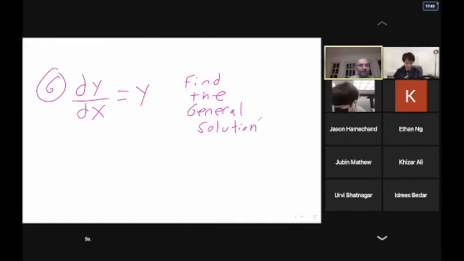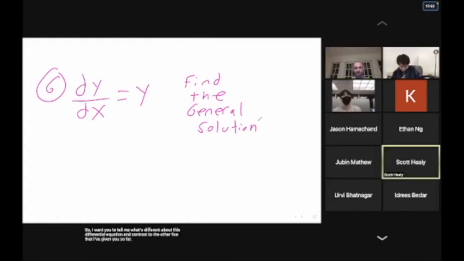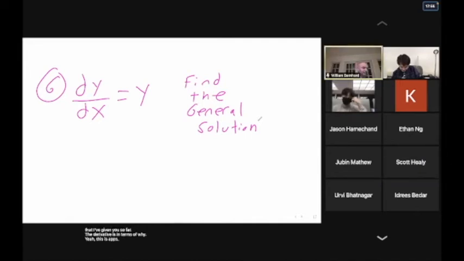So I want you to tell me what's different about this differential equation in contrast to the other 5 that I've given you so far. The derivative is in terms of y. Yeah, this is absolutely essential that you notice this. This is very good. The derivative is in terms of the dependent variable, not the independent variable.